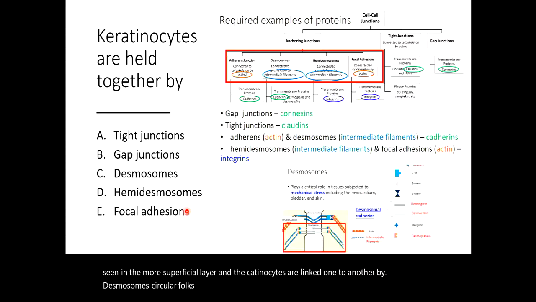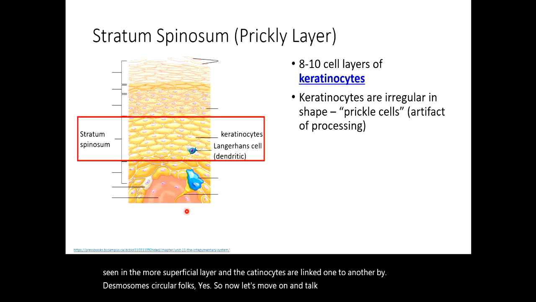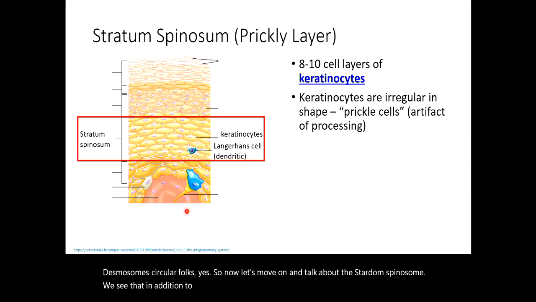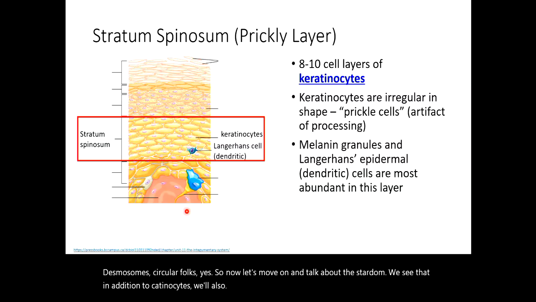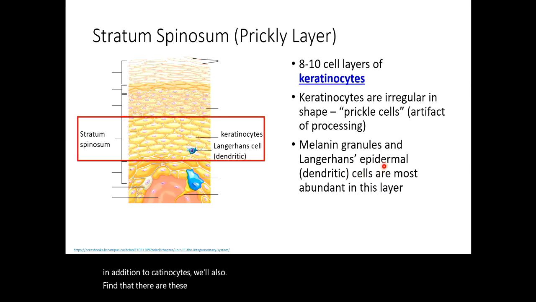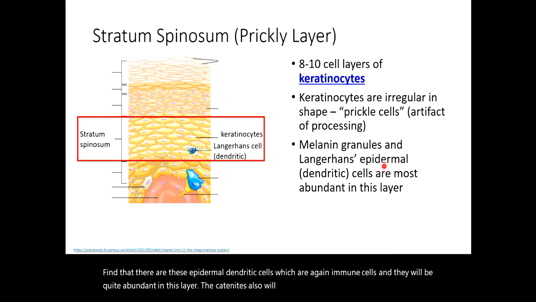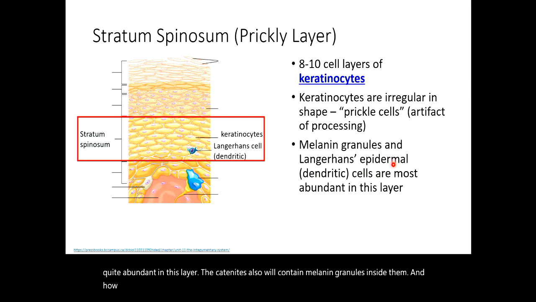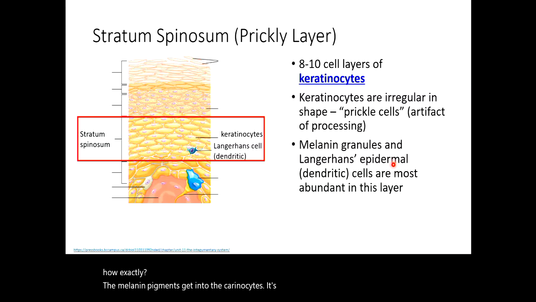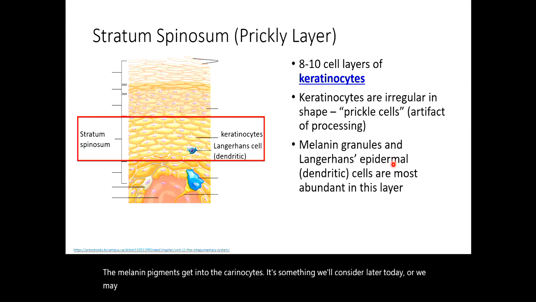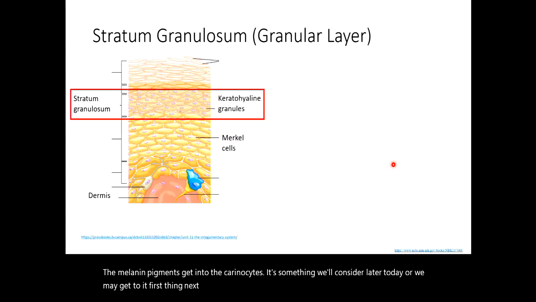All right. So now let's move on and talk about the stratum spinosum. In addition to keratinocytes, we'll also find these epidermal dendritic cells, which are again immune cells, and they will be quite abundant in this layer. The keratinocytes also will contain melanin granules inside them, and how exactly the melanin pigments get into the keratinocytes is something we'll consider later today, or we may get to it first thing next week, right? So we now move on to the next superficial layer.